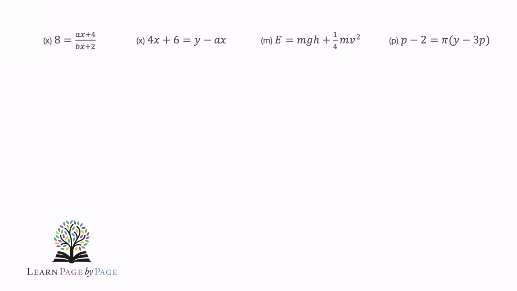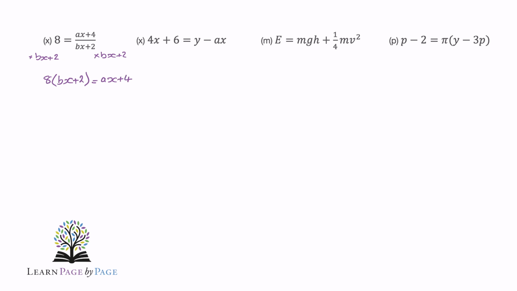The first one, you see here we have ax and bx in the numerator and the denominator. The first thing we want to do with this equation is get rid of the denominator. They're asking us to make x the subject of the formula. So let's start off multiplying both sides by the whole denominator, which is bx plus 2. So multiply that side by bx plus 2 and this side by bx plus 2, and that will give us 8 bracket bx plus 2 equals ax plus 4.